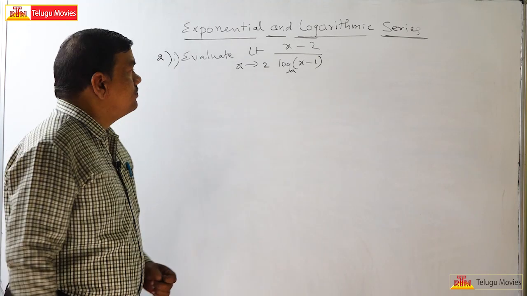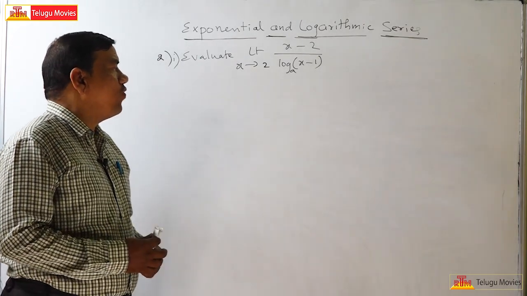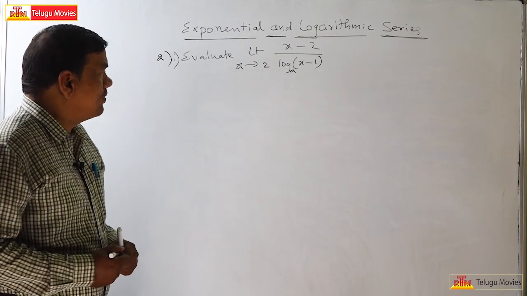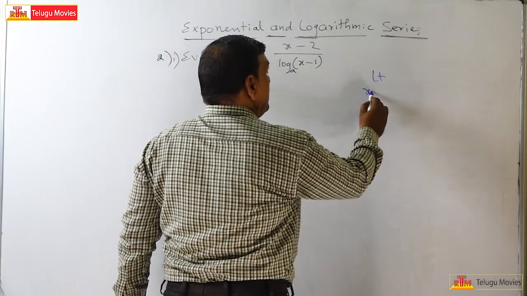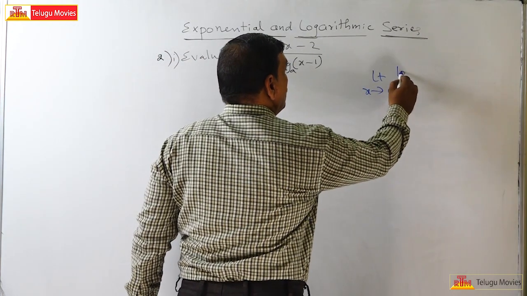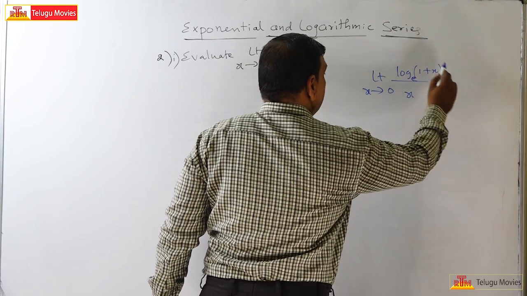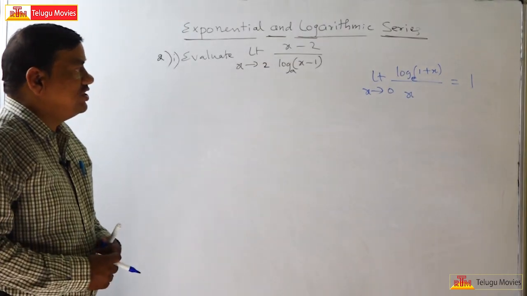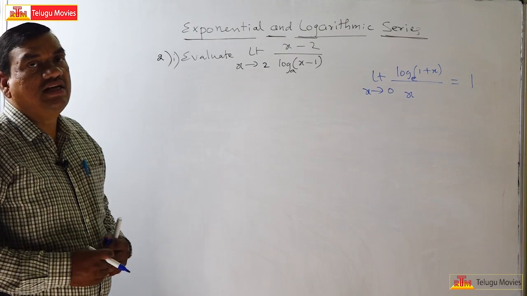Welcome to this problem. The limit as x tends to 2 of x minus 2 by log of x minus 1 to the base a. Then how to do this problem? See here, we have the formula: limit as x tends to 0 of log of 1 plus x by x to the base e is equal to 1.